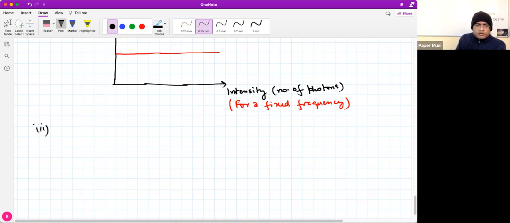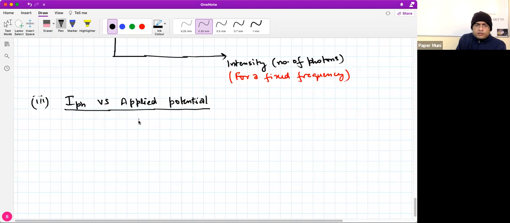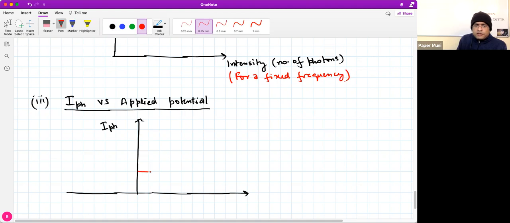Now let's see another graph, which is the photocurrent I_PH versus applied potential. We have drawn it once, but let's see what happens if we change the intensity and then plot it. So this is the applied potential versus photocurrent. See the graph here, this is I_PH. We had already seen one of these graphs. You have intensity at this level, because of which the maximum current is fixed at this point. It's not curvy like this, it's a straight line. Now in this case, it goes to this point.